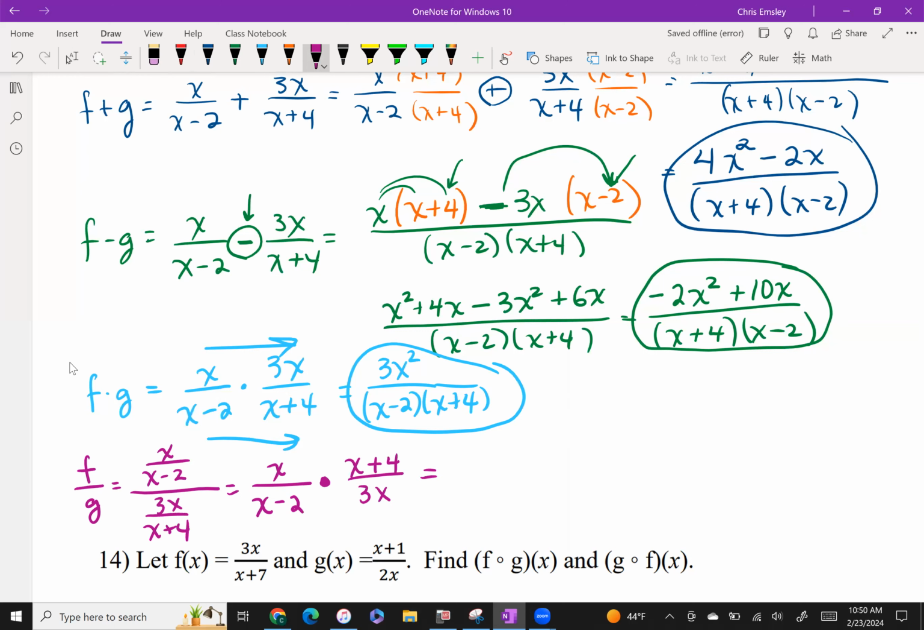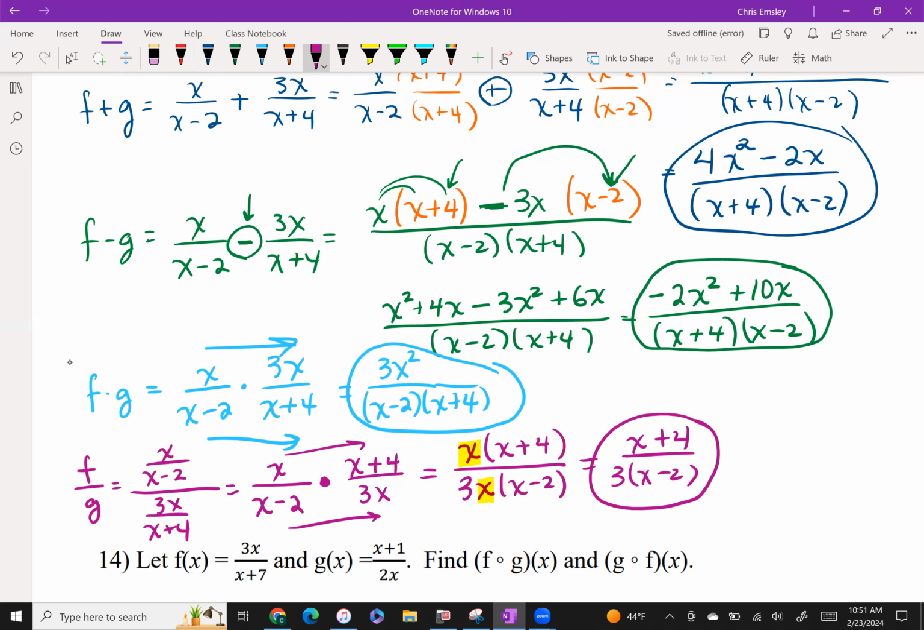I don't want to distribute right away because watch what's going to happen. I'm just going to write it as a product on top. Again, multiplying straight across the top and straight across the bottom. See why I didn't distribute? Because now I can see real easily that they have a common factor of x that we can reduce and cancel those x's. So our final answer would be x plus 4 over 3, x minus 2.